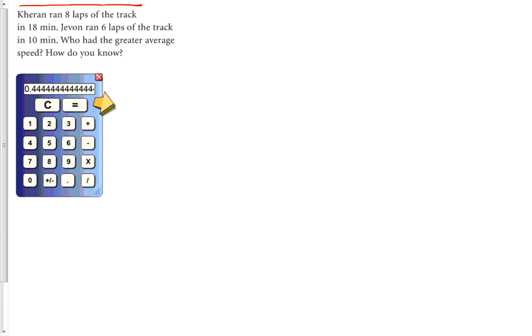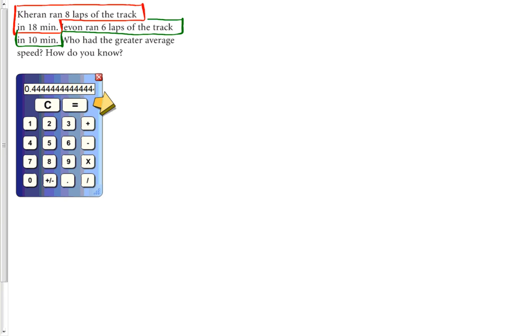The first is that Kieran ran a total of 8 laps in 18 minutes. I want to make sure that I understand what that means. The second is that Javon ran 6 laps of that track in 10 minutes. Faster, but less laps. And then the last part tells me what I'm going to have to answer. Who had the greater average speed and how do you know?